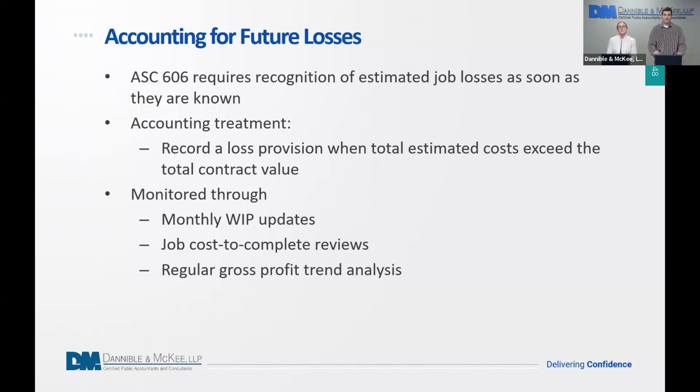Loss provision is going to be when your total estimated costs exceed the total contract value. And again, this should be monitored through monthly work in process updates. WIP is work in process, job cost to complete reviews, and regular gross profit trend analysis. It's very important to be accurately and consistently looking at your work in process schedule and monitoring your jobs. And as soon as you think items are reasonably estimable, putting them into that schedule to accurately reflect it, including estimated losses on jobs.